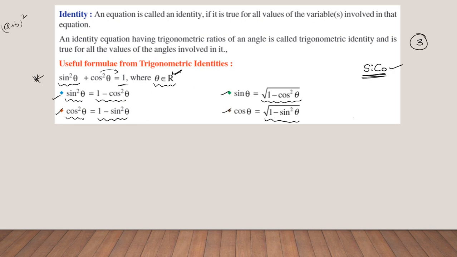This is the first and foremost trigonometric identity, and only this identity contains a plus in the middle. Okay, and this is defined for all the values of theta, right? So this is nothing but the first identity, identity number 1.